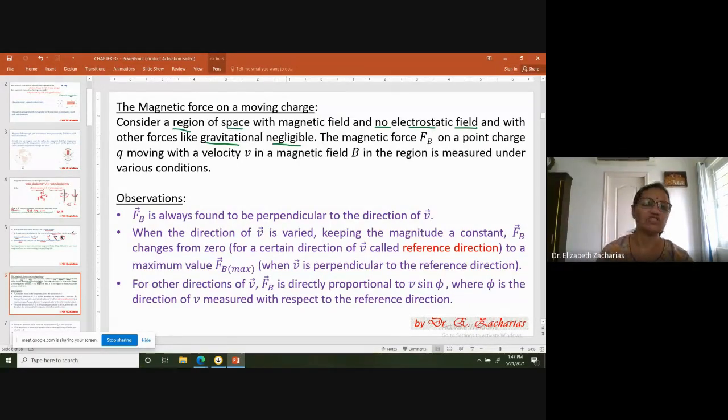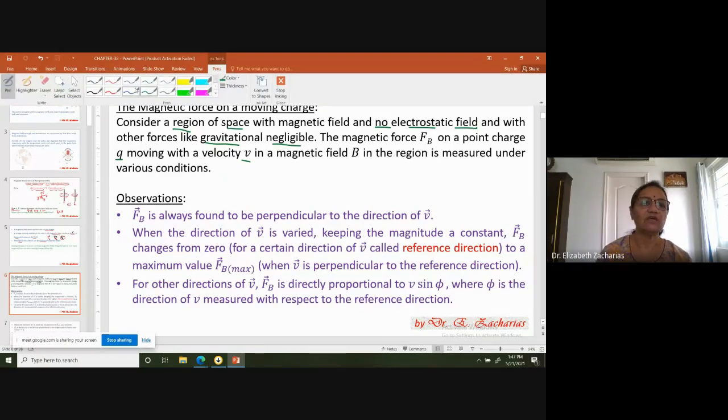You're going to take a charge q, which is obviously moving with a velocity v in this region. You're going to vary the charge and move it in various ways, and then see how the magnetic force is going to change. And by observing this magnetic force, we are going to define the magnetic field. Okay. So let me just start off with a picture.